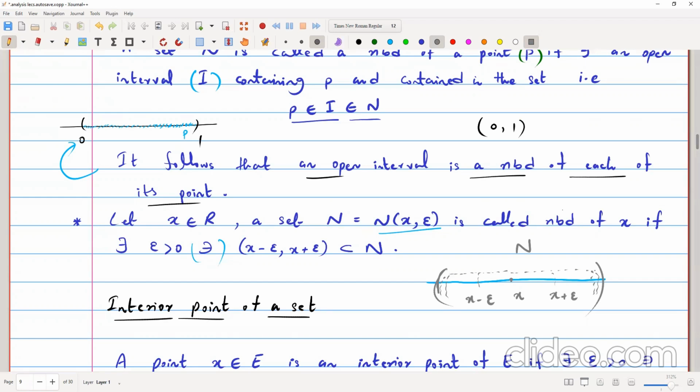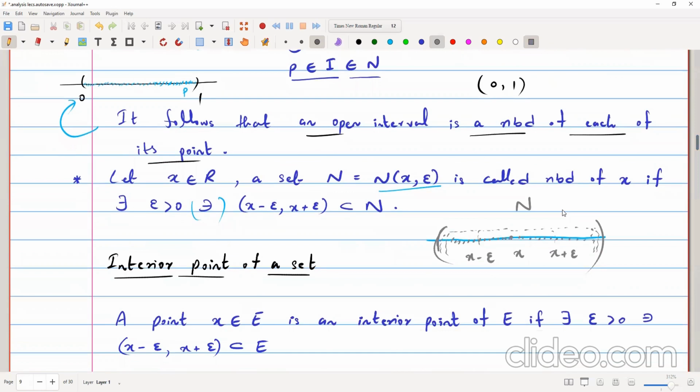So every point in this set is a neighborhood of this point x. In the case of the closed interval, we can see that not every point is a neighborhood. If we have an interval that is closed from the left and open from the right, then if I want to find the neighborhood of this point, it is included in the set.